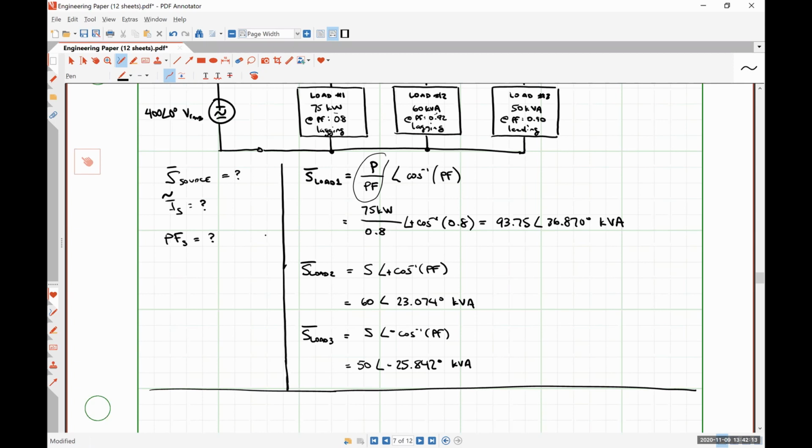Would you add them all together? Okay, so the question is, if we add all three of these, so the complex powers absorbed by our loads together, does that give us the complex power supplied by our source? Anybody have any thoughts?